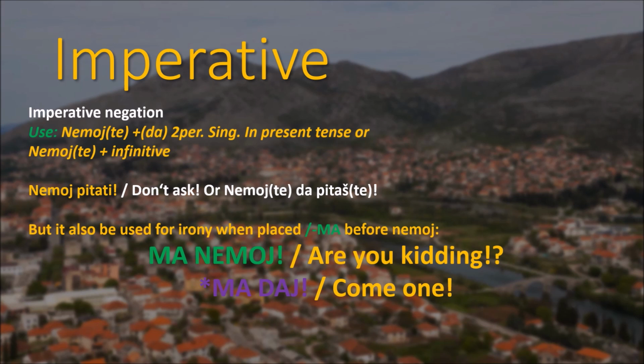Something I wanted to share with you also here is when we have "nemoj" preceded by "ma". That "ma" usually has a kind of funny, ironic connotation in the Bosnian language. So it could be "ma nemoj", like, oh, are you kidding me? Or like, oh, are you joking? So when you have "ma nemoj", that's what it means. Another thing we can say with "ma" is "mada", like, oh, come on, I don't believe you, are you serious? That's what "mada" means.